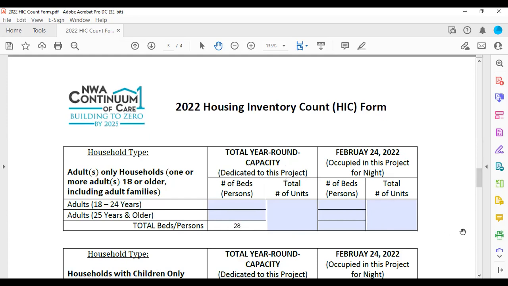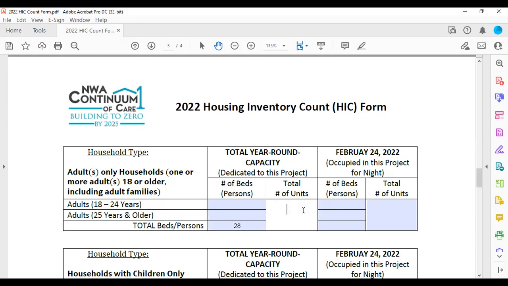Right. And the drug rehab participants would not be reported in the housing inventory count because they don't have to be homeless to enter that particular program. That's not a requirement for entry. I might actually be off a little bit because I can't remember.